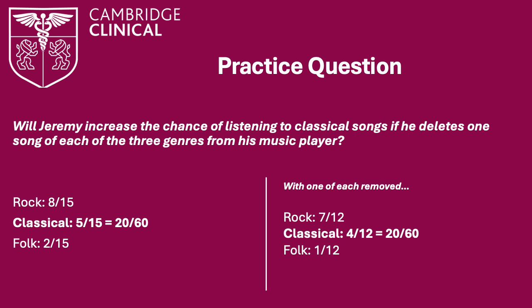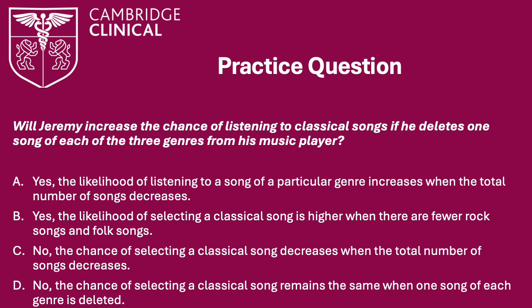To compare probabilities, or any 2 fractions, we need to convert them into having the same denominator. So the lowest common denominator here is 60. And when we convert both of these probabilities to being out of 60, they both come out as 20 over 60. So now that we've worked out each of those probabilities, let's refer back to our answer options.